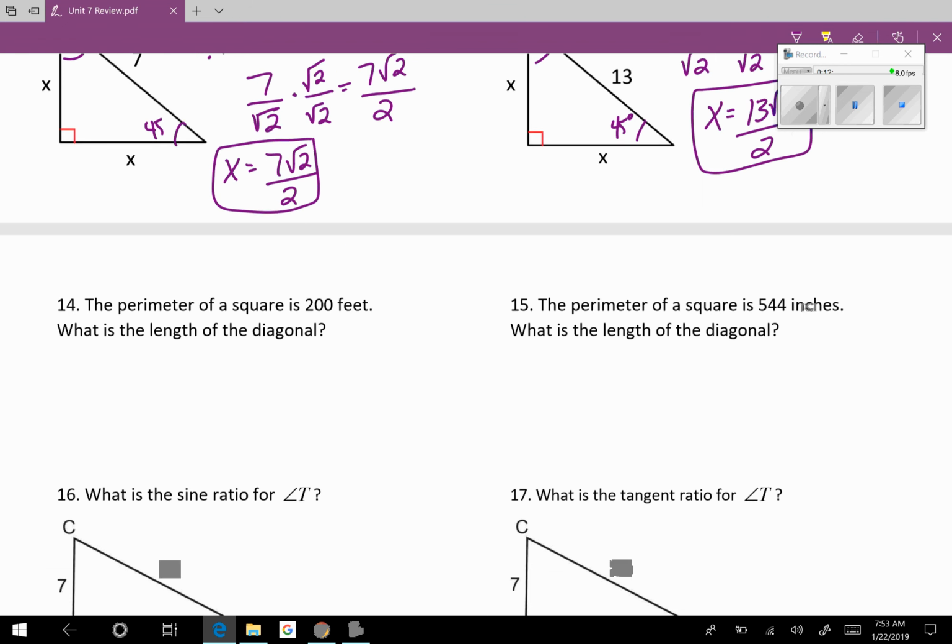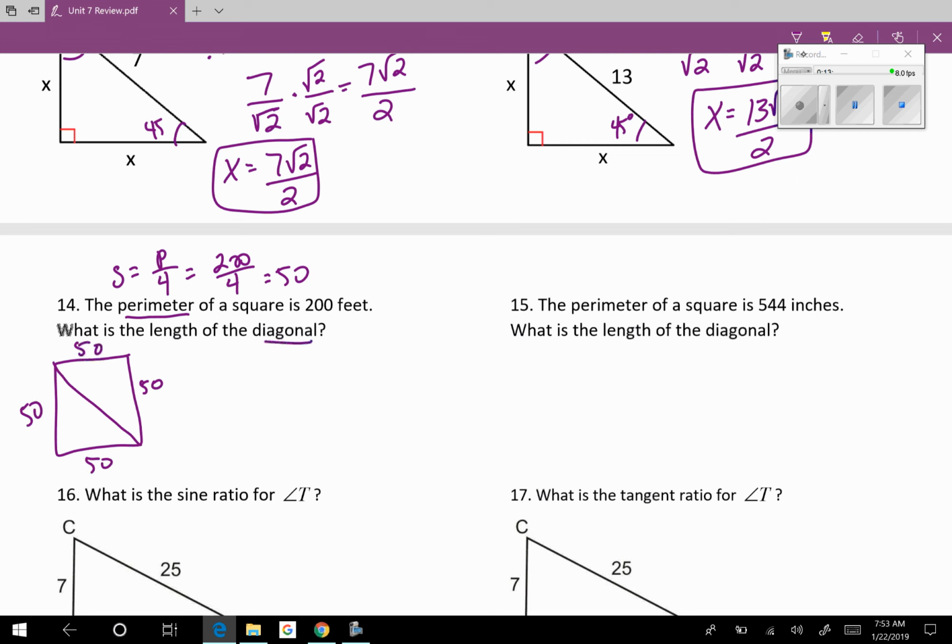All right, number 14. The perimeter of a square is 200 feet. What is the length of the diagonal? All right, so perimeter. We need to find one side. So your side is the perimeter divided by 4. So 200 divided by 4, that's 50. So you need to draw a picture. So each side of the square is 50.